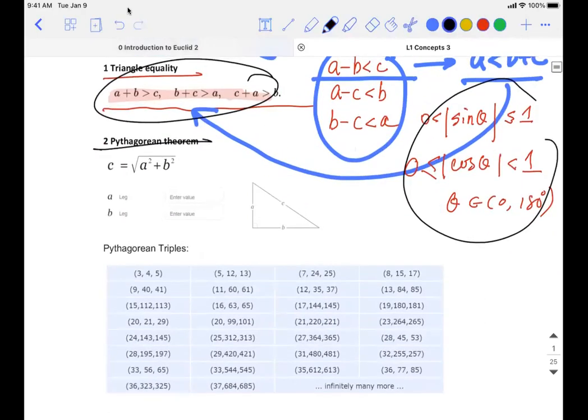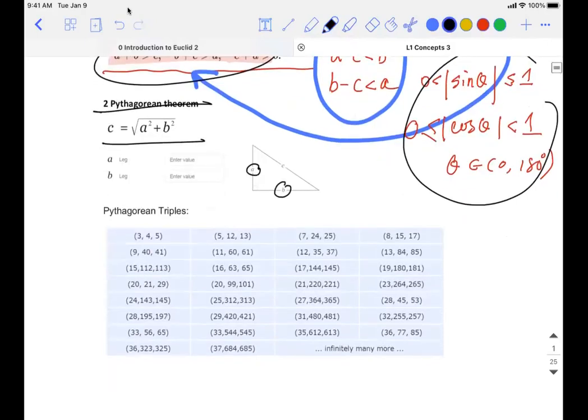Number 2, Pythagorean Theorem. This is what you know from elementary school, right? If you have a right triangle, you have two sides, you're gonna have the hypotenuse equal to the square root of a squared plus b squared. This is so easy, nothing to say.